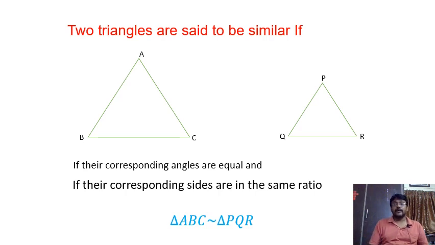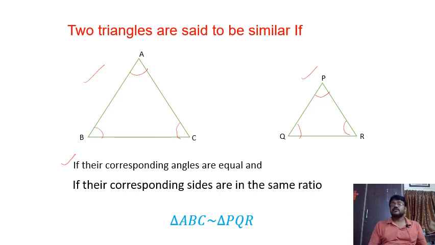Of course, you might know by this time the conditions that we need to state that the two triangles are similar. Yes, first one is their corresponding angles must be equal. That means the angles that exist in one triangle must also be the same in the second triangle. So, three angles in the first triangle and three angles in the second triangle must be the same in measure.